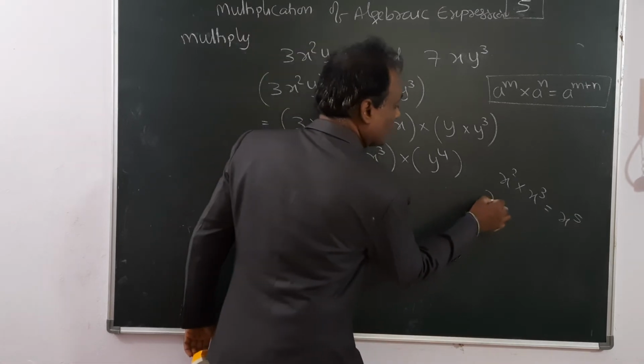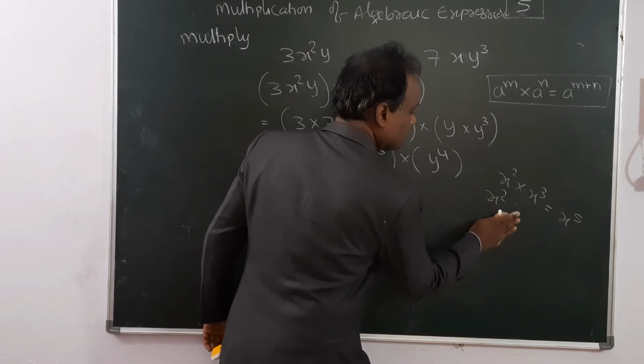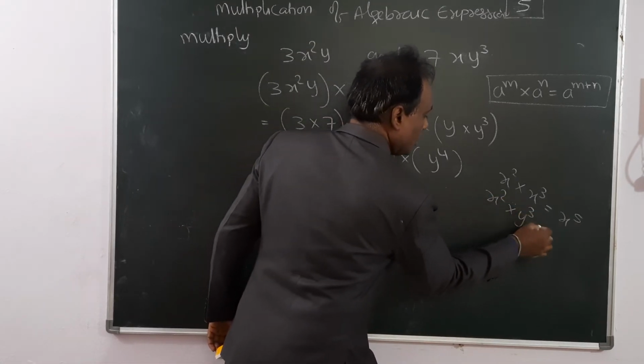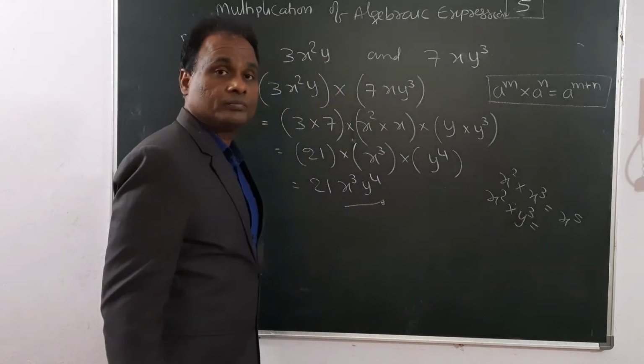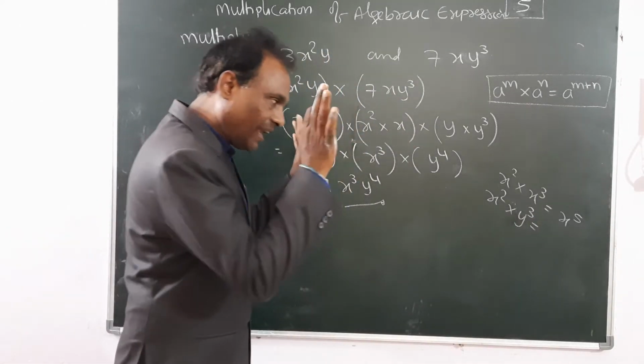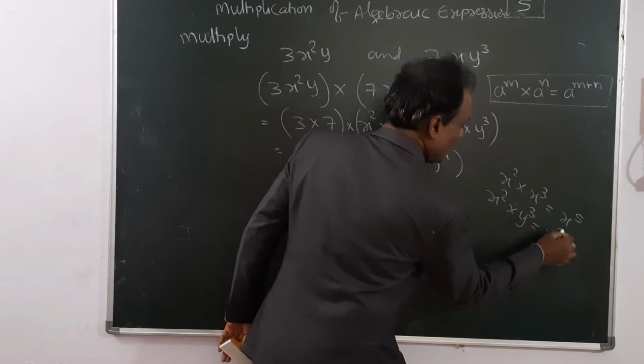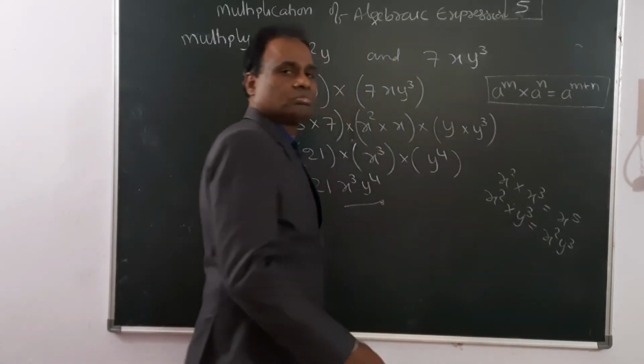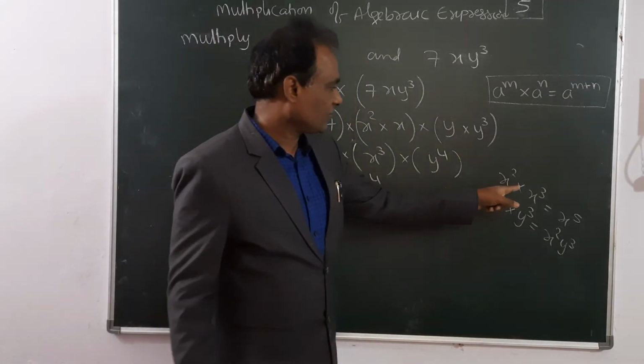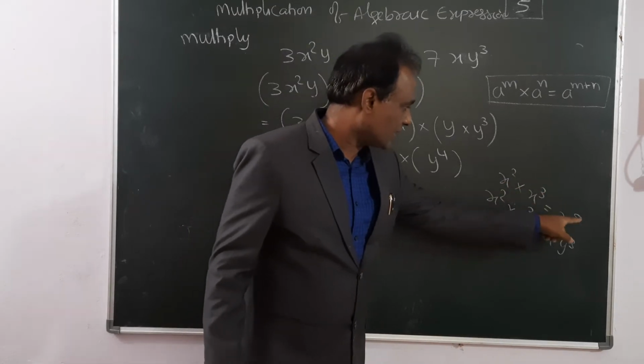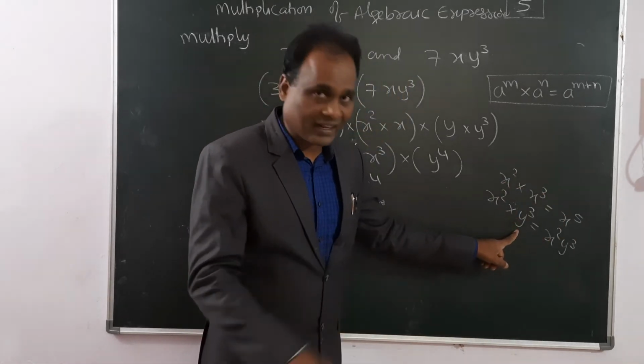But what is x square into y cube? We can't simplify it. We will get the same. No simplification. If it is the same variable, powers are added. Different variables, we can't add the powers.